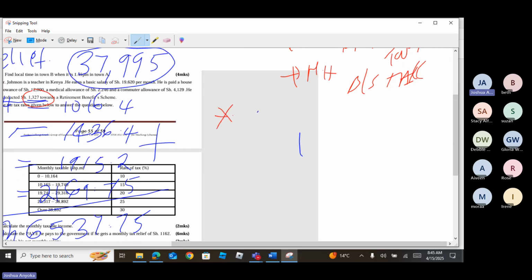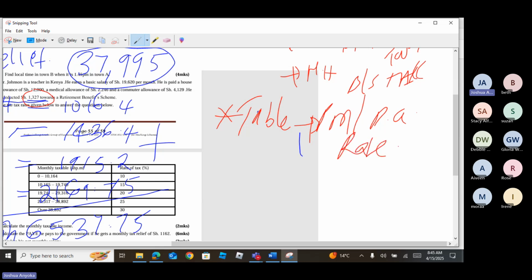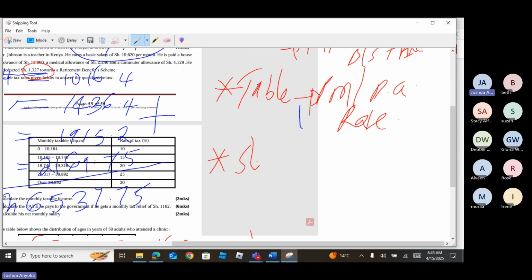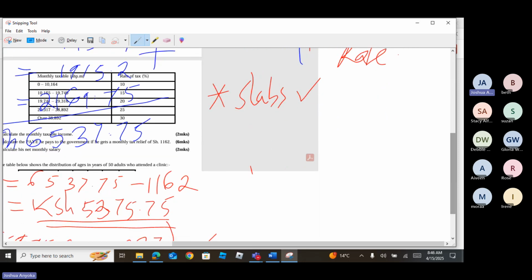Number three, we go to the table of taxation. You align the taxable income to the table of taxation. Either it will be per month or per annum. Then you also get the rate of taxation from the table. Another one, we go now to the slabs. We do the first slab, second, third, until we get the remaining. You add all the slabs, you get the gross tax. After getting gross tax, you move to payee.